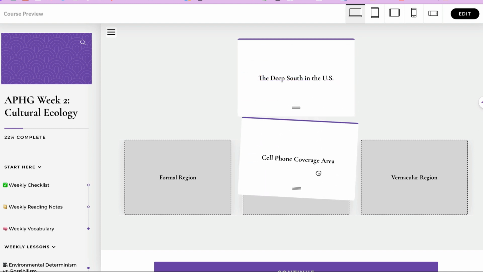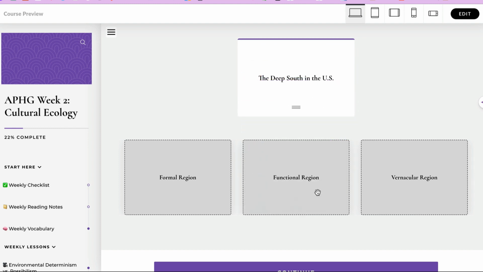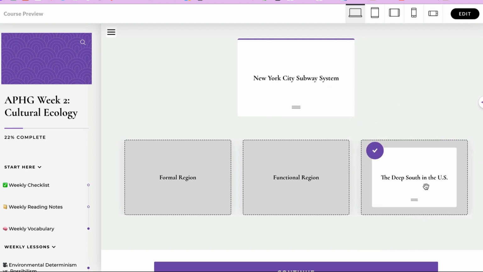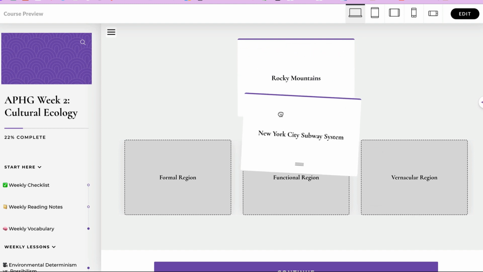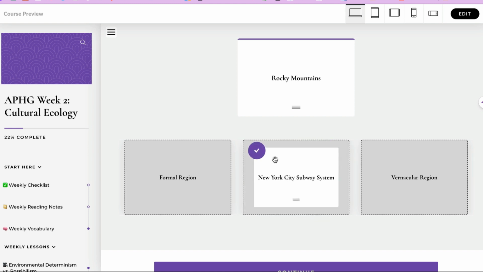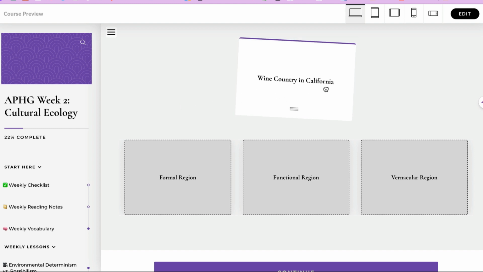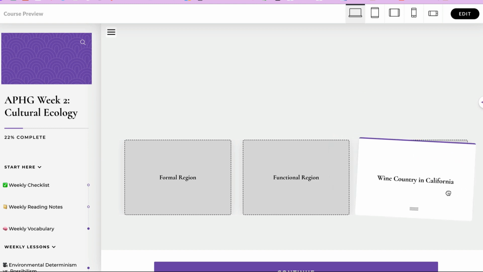A cell phone coverage area is going to be more of a functional node of influence. The Deep South, it's a perception. A New York City subway system is going to be a node of influence for transportation. The Rocky Mountains is going to be a formal region. It's pretty clearly delineated. Wine country in California, that's probably going to be more subjective.